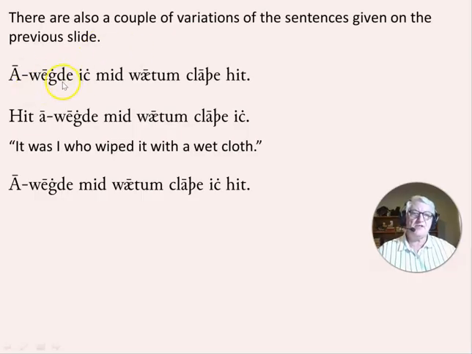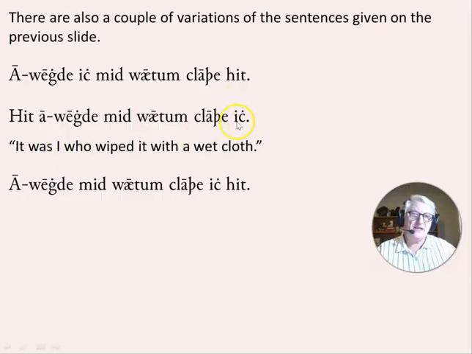Again, we can have the verb first if we're making a declarative sentence: ā-wēġde ich mit wētum clāþe hit. And a couple of variations there. We can take the instrument to the end: hit ā-wēġde mit wētum clāþe ich. This would be interpreted as it was I who wiped it with a wet cloth. It wiped with a wet cloth I. So it's like saying it was wiped with a wet cloth by myself. It was I who wiped it with a wet cloth. Saying the same thing, just the modern English translation would be a little bit different.